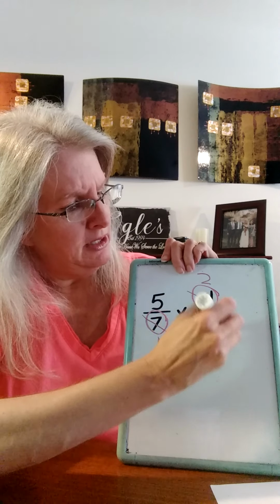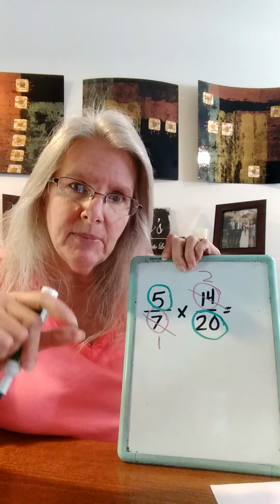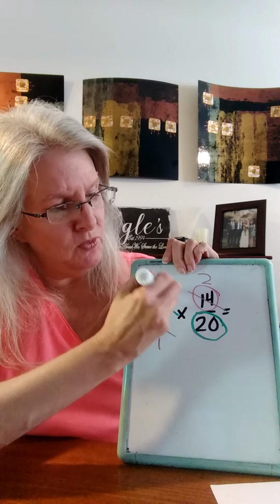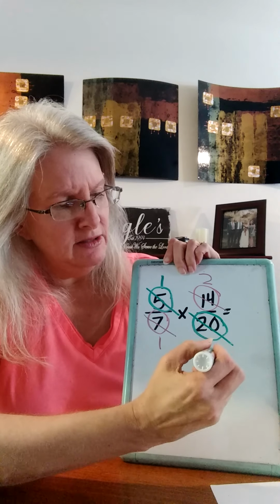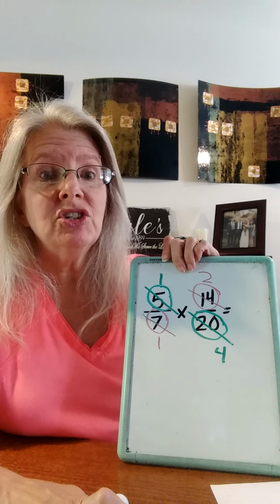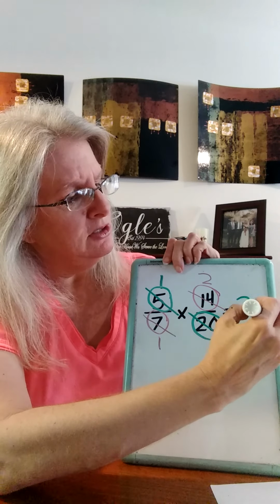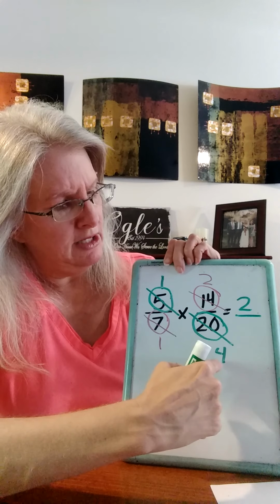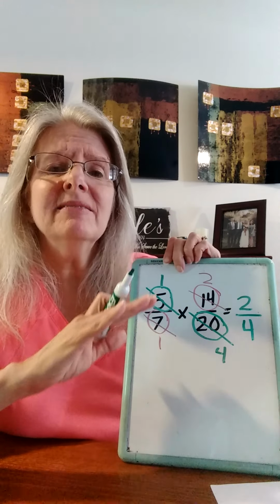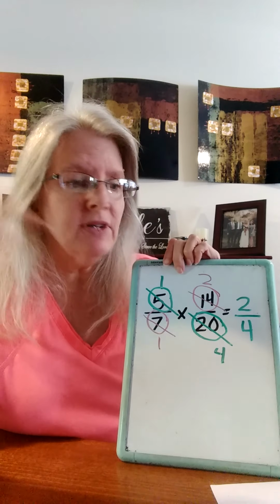I see a 20 on the bottom and a 5 on the top. I have a top and a bottom number that I can simplify by 5. 5 divided by 5 is 1. 20 divided by 5 is 4. I'm now working with much easier numbers. 1 times 2 is 2. 1 times 4 is 4. 2/4. That is much, much simpler than having to go 5 times 14 and work with these massive numbers.